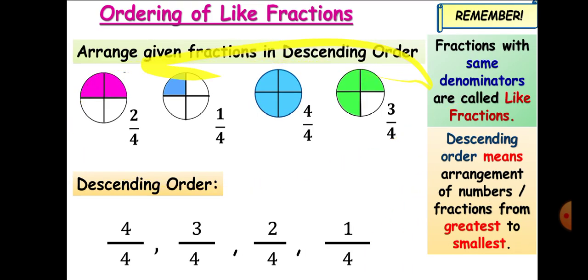Then we have like fractions. Now we have to order them into decreasing order. You should know that fractions with the same denominators are called like fractions. Descending order basically means the arrangement of numbers or fractions from greatest to smallest.